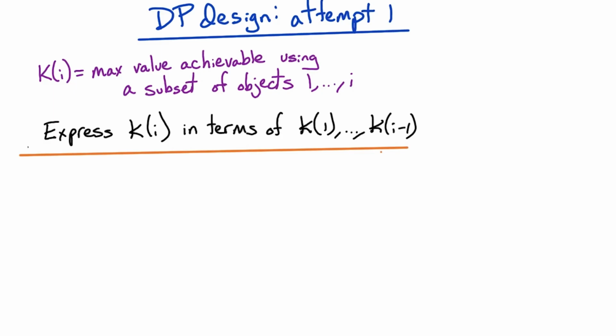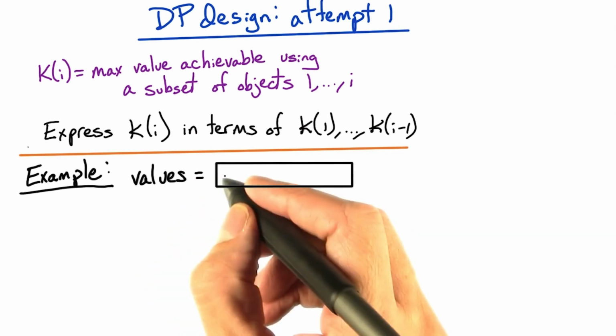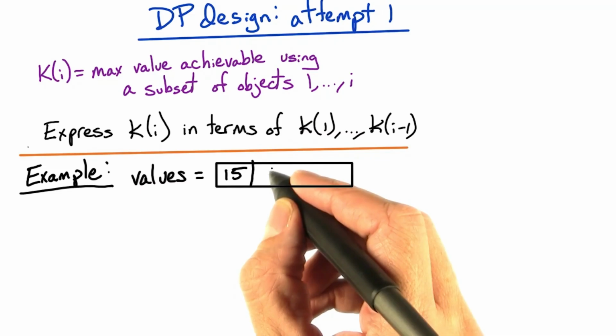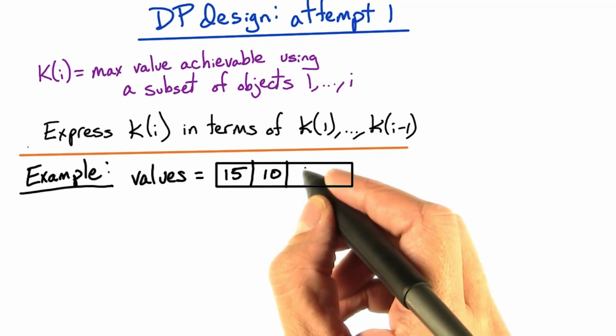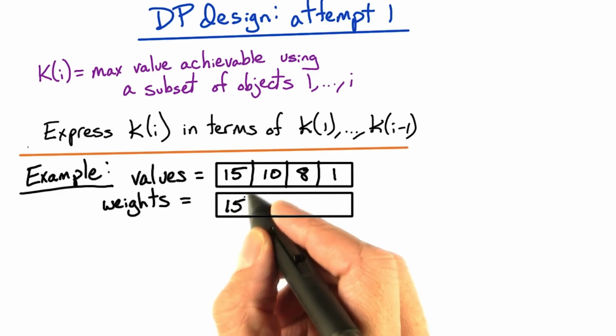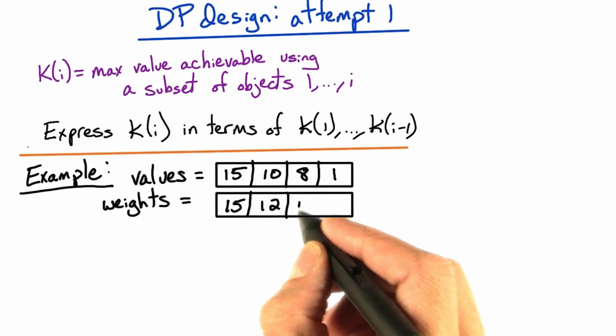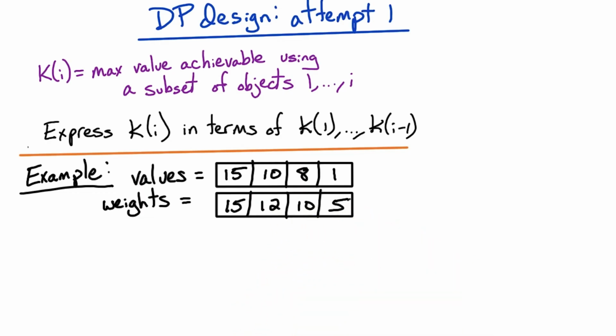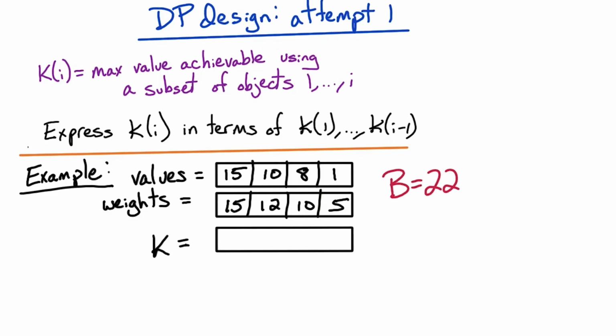So let's go back and look at our earlier example and see if we get some idea for a recursive relation. In our earlier example, the objects had values 15 for object 1, 10 for object 2, 8 for object 3, and 1 for object 4. And their weights were 15, 12, 10, and 5. Now let's look at our one-dimensional table K in this example and see if we can figure out a recursive relation for the solutions of K of i in terms of smaller subproblems. So let's fill it in for this example.